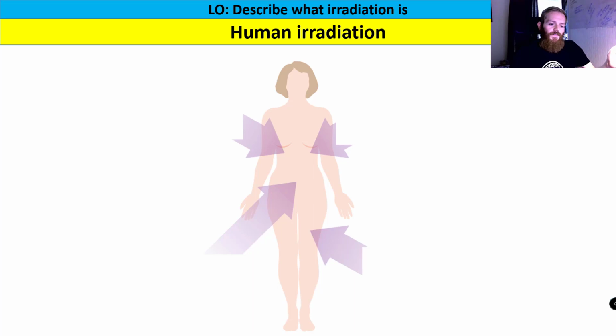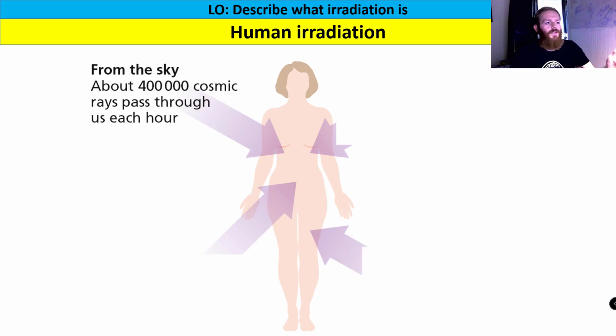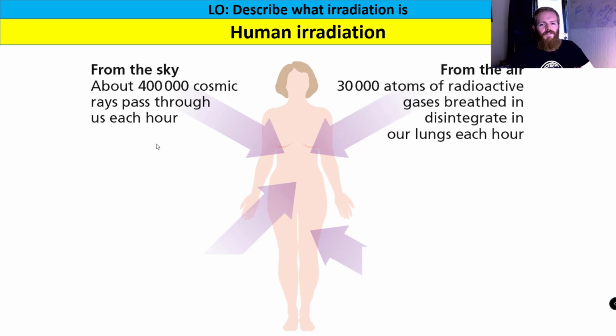I mentioned irradiation before, and the fact I have mentioned radiation before in a previous lesson, and the fact that you're subjected to it. But let's just look at some numbers, because this is quite interesting. So this is just a typical person here. In terms of how much irradiation we get as a human, from the sky, about 400,000 cosmic rays pass through us each hour. 400,000, so nearly 500,000 cosmic rays every hour pass through you as a person. This is an average, obviously.